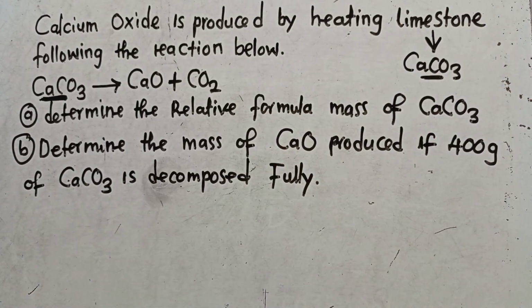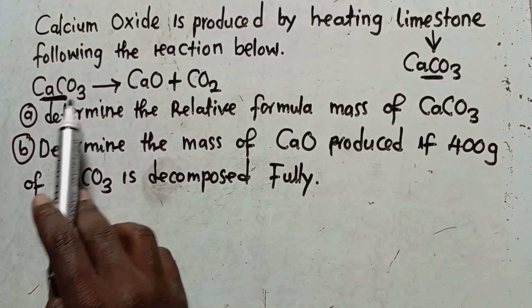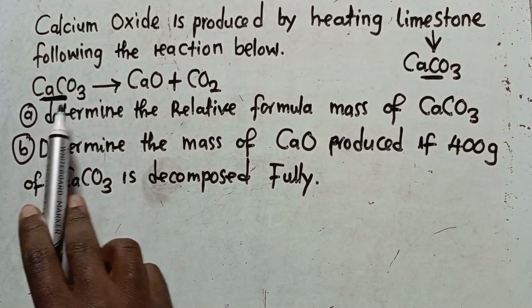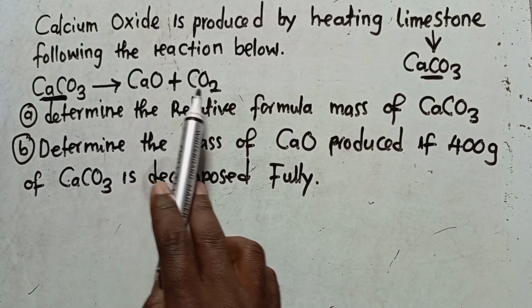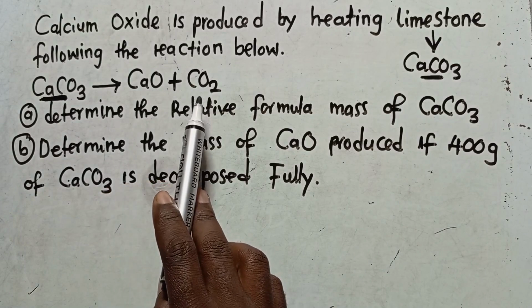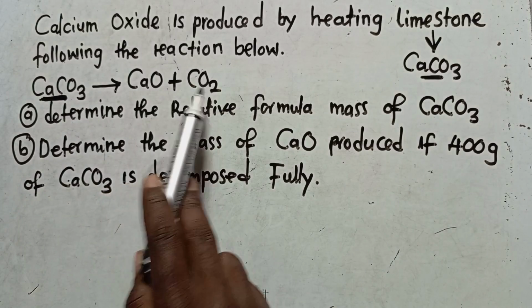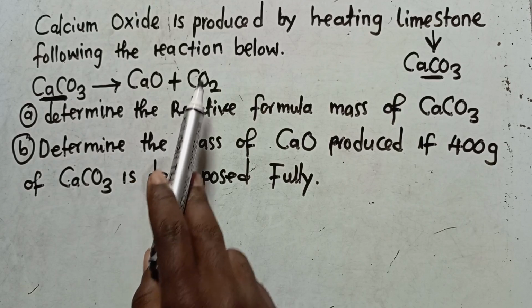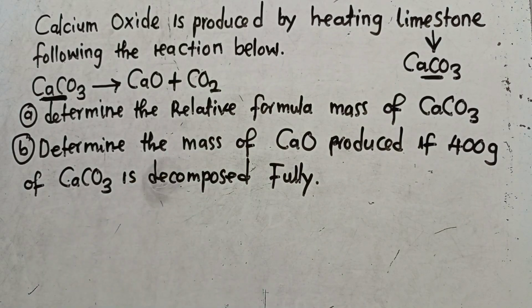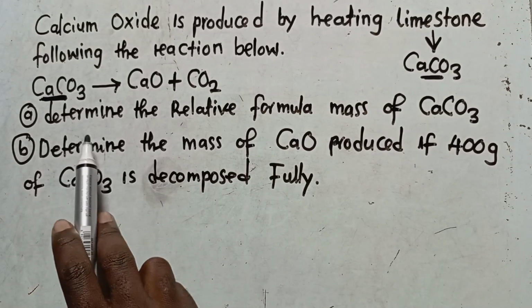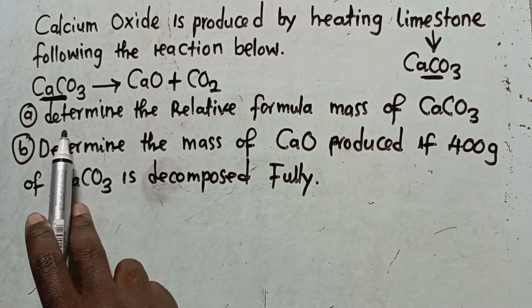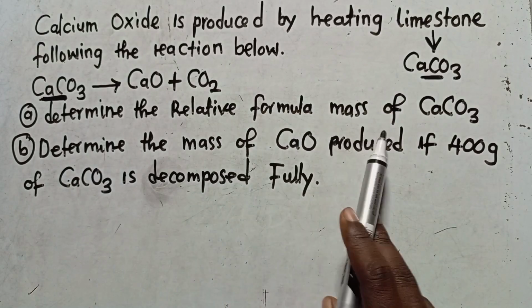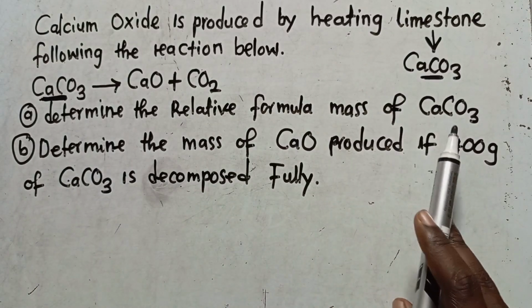This is carbon dioxide. So we are decomposing limestone to produce calcium oxide and carbon dioxide. Sometimes they may even ask you what is the identity of this gas, identity test of the gas produced. So you need to make sure that you know how to answer those particular questions. Straight away, I would go into the question, which is determine the relative formula mass of calcium carbonate.